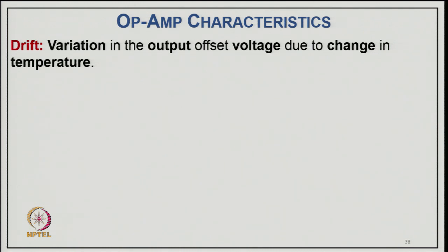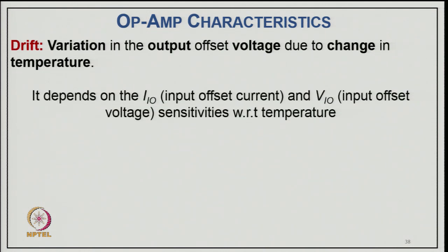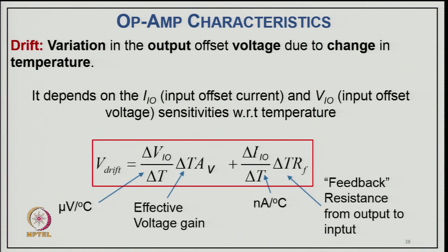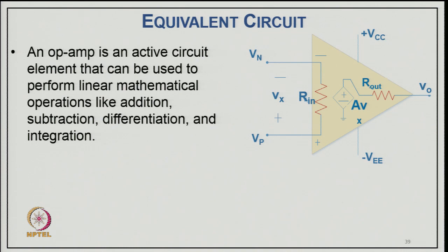The variation in the output offset voltage due to the change in temperature depends on the input offset current I_IO and the input offset voltage V_IO sensitivity with respect to temperature. We define this as V drift equal to delta V_IO upon delta T times A_V, that is the effective voltage gain, plus delta I_IO upon delta T times R_F, the feedback resistance, so that we get a voltage equivalent to the current. This we call the drift, which of course depends on the temperature coefficient also.